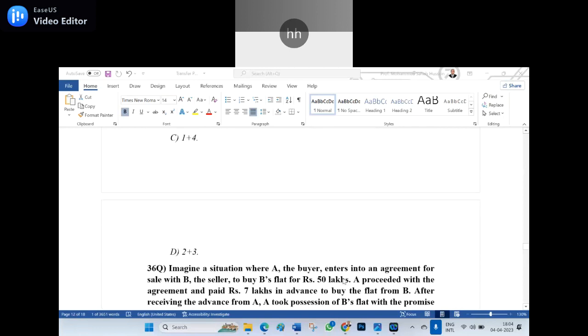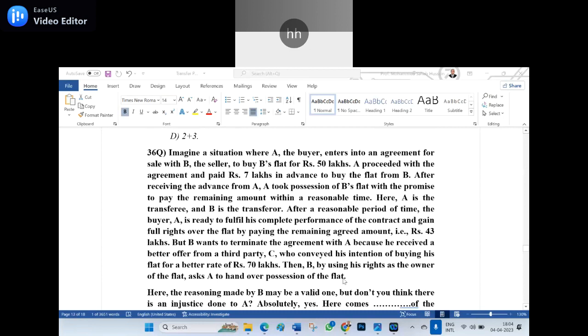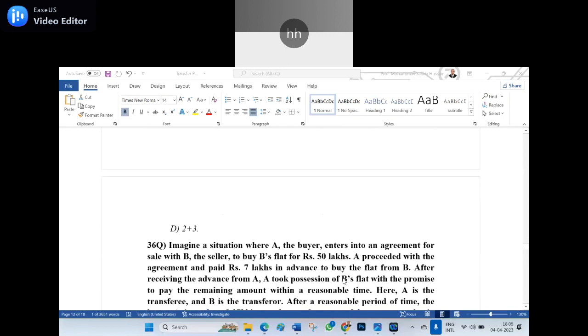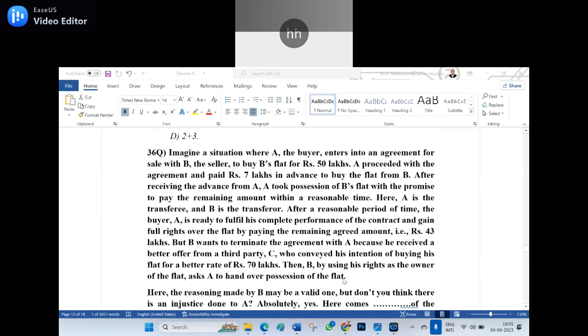Okay, now let us go to the 36th question. Imagine a situation where A, the buyer, enters into an agreement for sale with B, the seller, to buy B's flat for rupees 50 lakhs. A proceeded with the agreement and paid 7 lakhs in advance to buy the flat from B. After receiving the advance from A, A took possession of B's flat with the promise to pay the remaining amount within a reasonable time. Here, A is the transferee and B is the transferor.